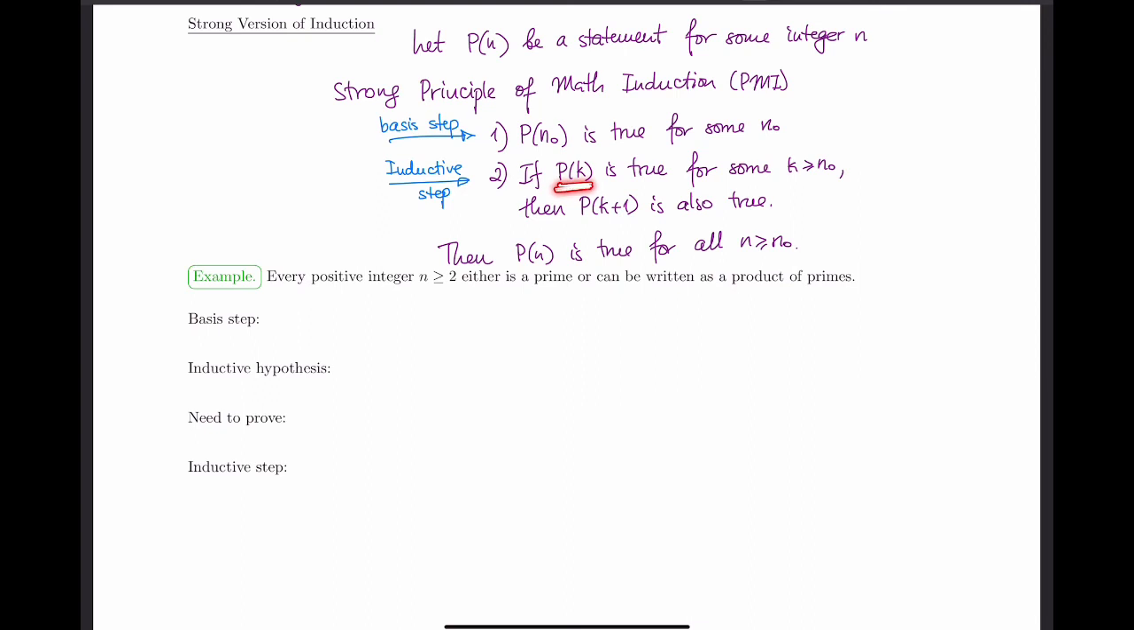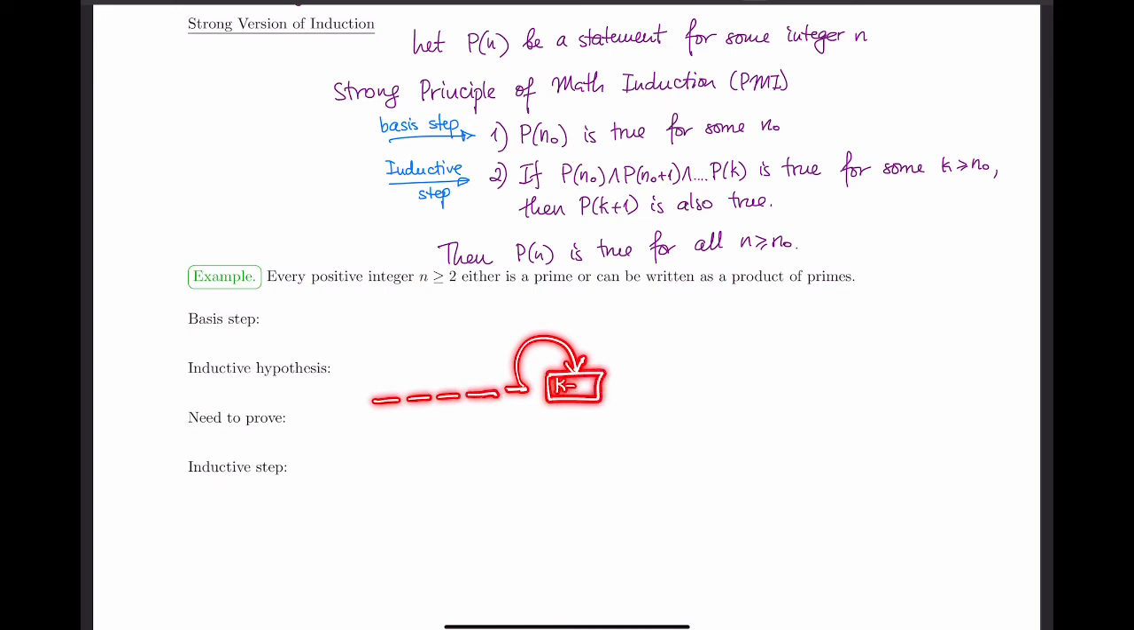Instead of assuming that only P of k is true, we're going to assume something stronger. What we're going to assume is that every single thing between the base case and P(k) is true. So I'm going to assume that P of n naught and P of n naught plus 1 and all the way up to P(k) is true. So I'm not just going from one domino to the next. I'm assuming that every single domino before that fell, and I have to prove that that implies that the k plus first one will fall as well. So it's a stronger assumption because I'm not just going one step to the next, I'm going all the previous steps to the next one.